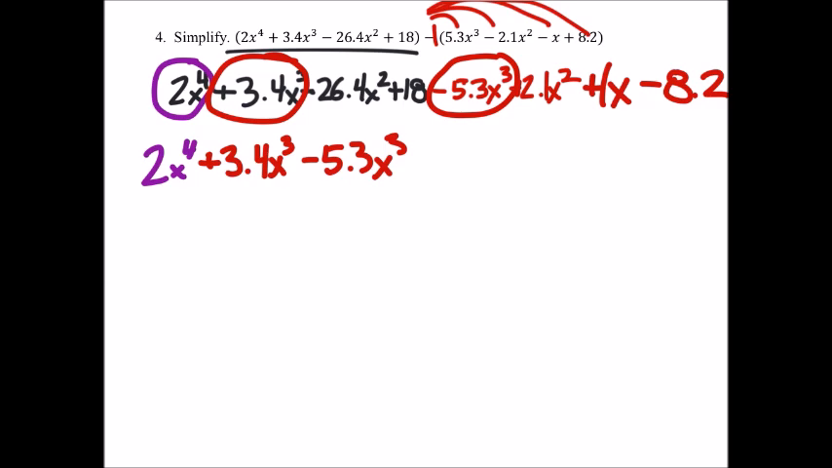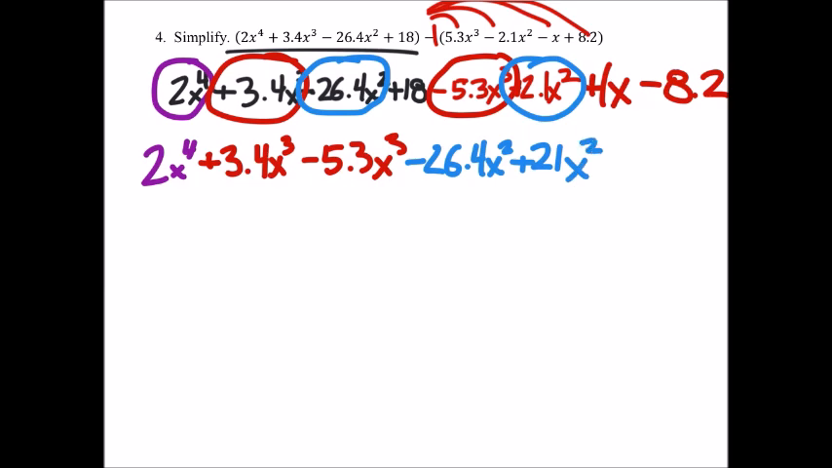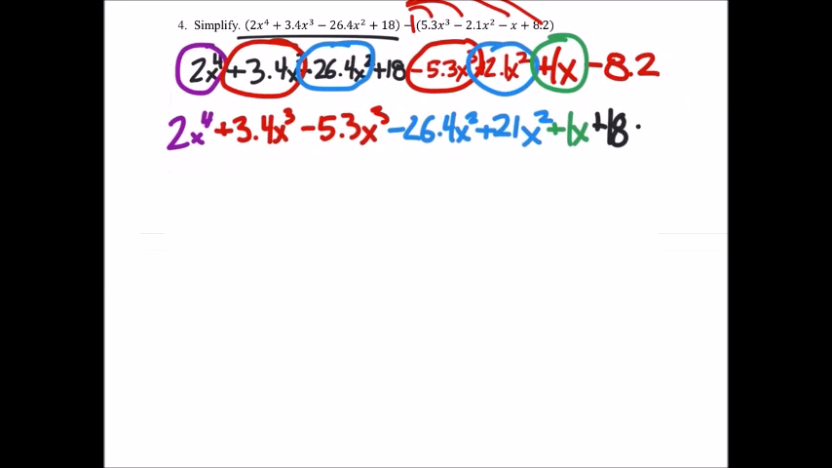Now, let's look at these x squareds. That was a minus 26.4x squared. This was a plus 2.1x squared. Let's go and write those out. And then I've got this 1x right here, which is, again, all by itself. And then we got our constants, plus 18, minus 8.2.